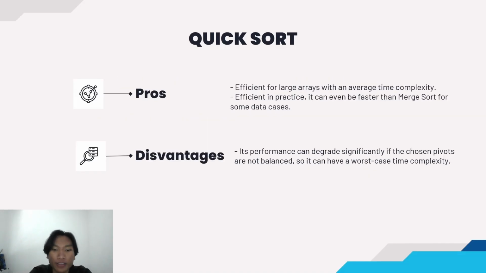Here are some pros and cons of quick sort. First, efficient for large arrays with a good average time complexity. Second, efficient in practice. It can even be faster than merge sort in some data cases. The disadvantage: first, performance degrades significantly if the pivots are not balanced, so it can have a worst case time complexity.